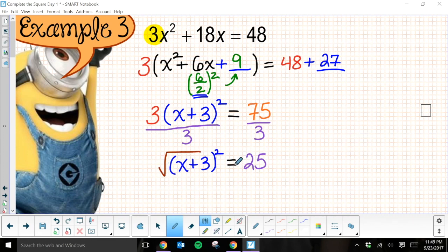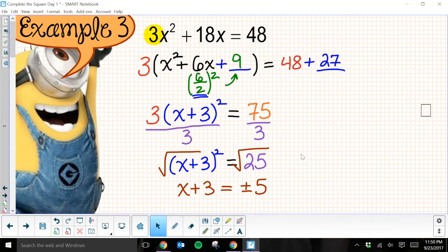So square root both sides, x plus 3, and then always do not forget plus or minus 5. And then of course you'll get your two different solutions. But that's really what I want you to be careful about, this part with that 9 times 3. That's usually the biggest part that gets missed.